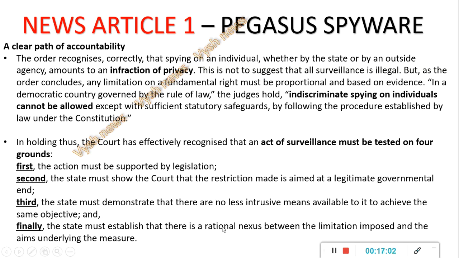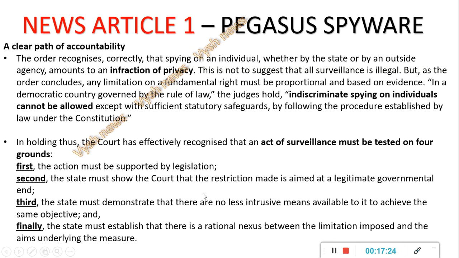Then the state must establish there is a rational nexus between the limitations imposed and the aims underlying the measures. Again, the same thing. You are going into somebody's privacy and you are doing this, so you should prove that there is a balance or some genuine reason that it is being done. There should be a rational nexus between what is actually the need and what you are actually doing. So this is the author's point of view.